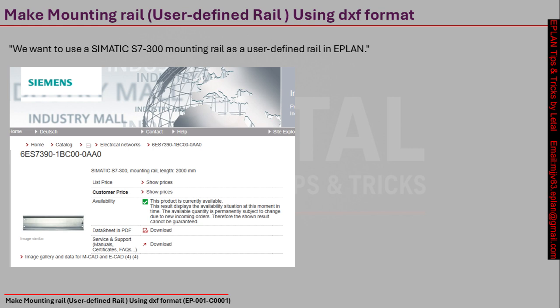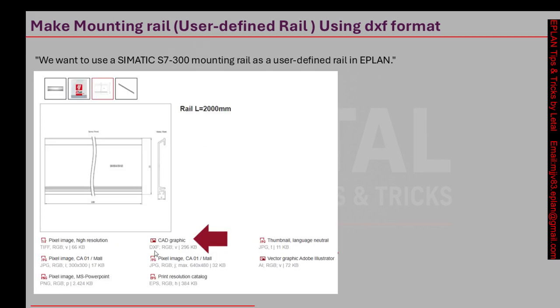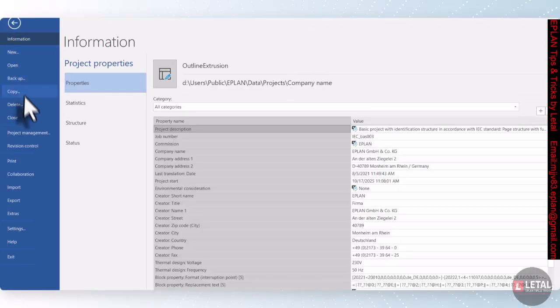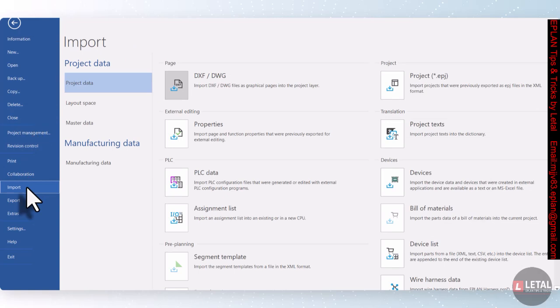Mounting rail using DXF format. We want to use a Simatic S7-300 mounting rail as a user-defined rail in Eplan. Let's download the relevant DXF file. After downloading the DXF file, proceed to import it into Eplan.